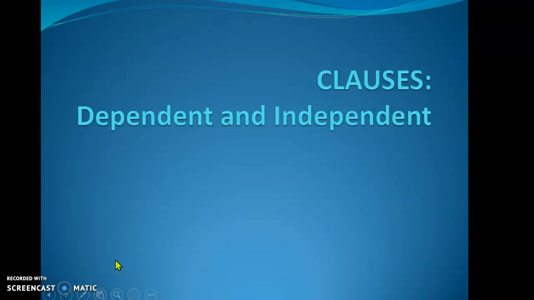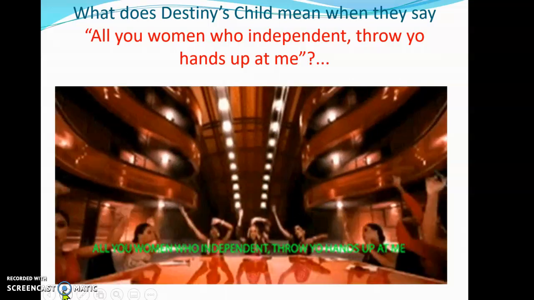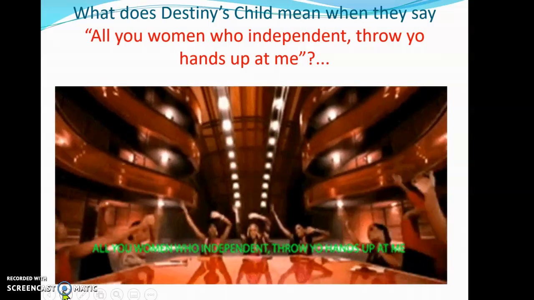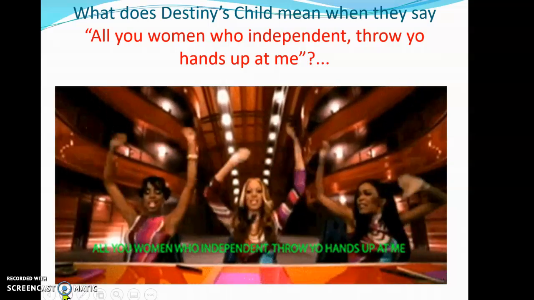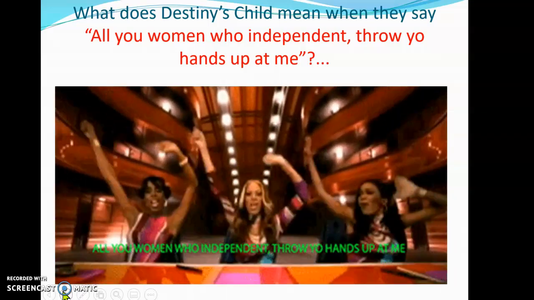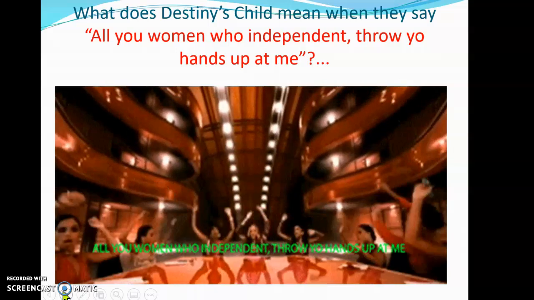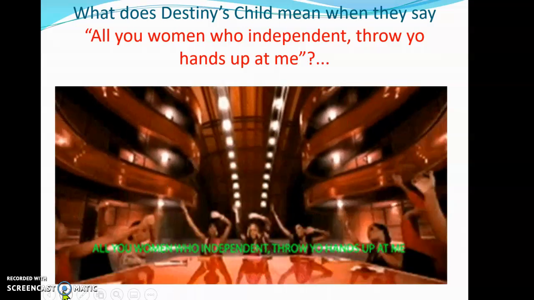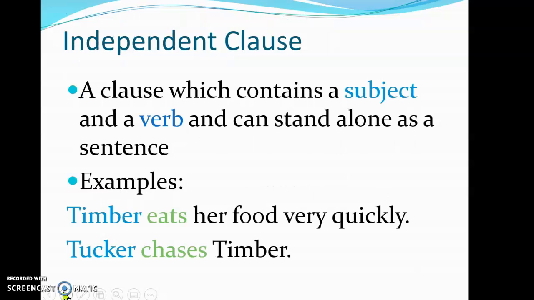So we've talked about the difference between dependent and independent clauses. Remember that we talked about the song Independent Women by Destiny's Child, so that you could remember independent women, they don't need no man. Just like an independent clause does not need anything else to make sense, to be a complete sentence on its own, not requiring any more information. So an independent clause is a clause that has a subject and a verb and can stand alone as a sentence.